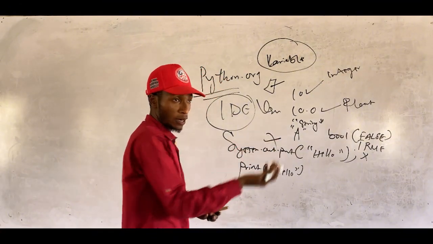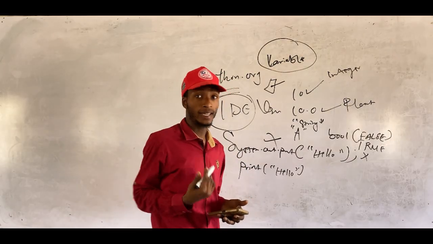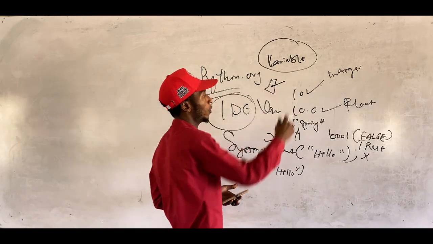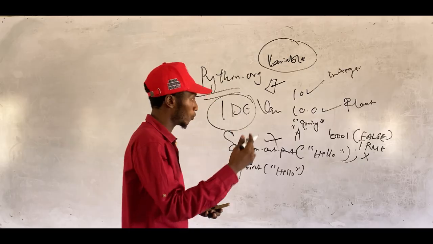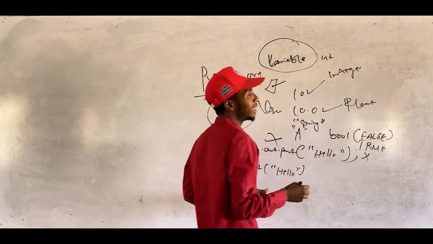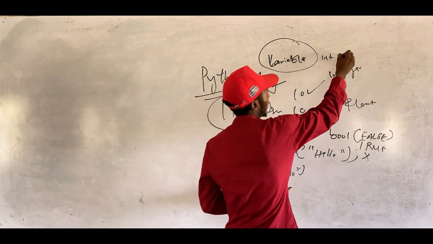In other programming languages like Java, you need to specify the data type. What I mean is, if you want to collect an integer value in another programming language, you have to specify int, then the name of the variable, like this.